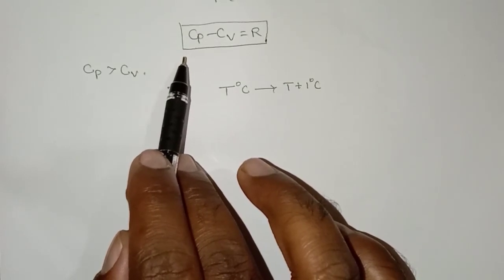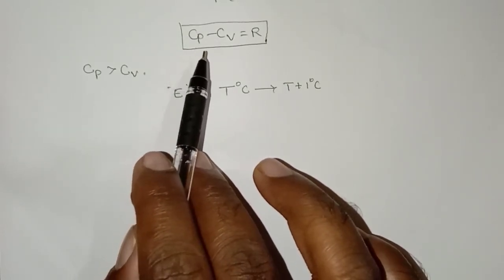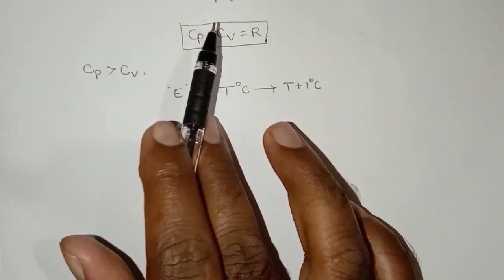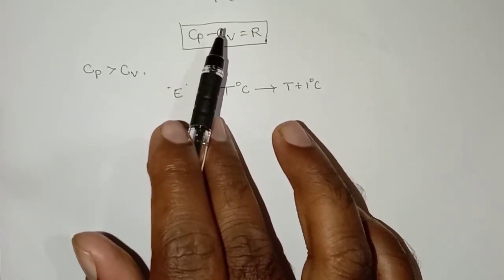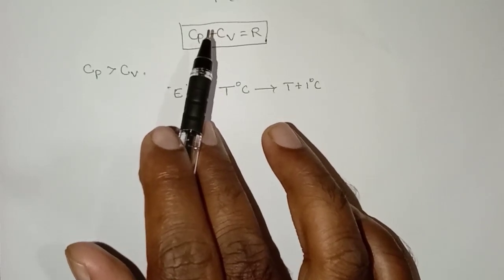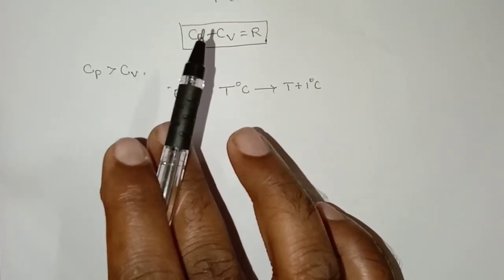So we covered the term heat capacity and its types, the relationship between Cp and Cv, and which one has the greater value and the reason for it. And that's all for this particular video.